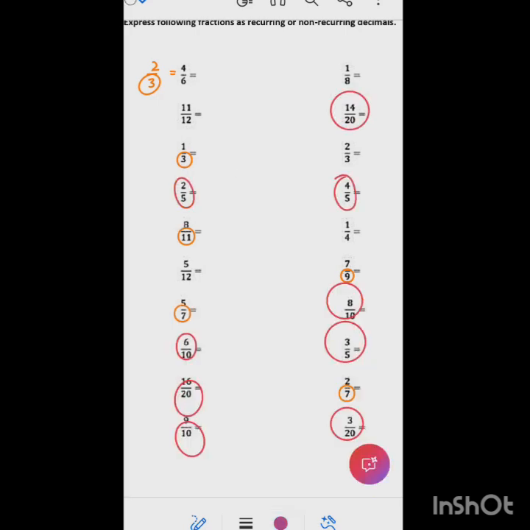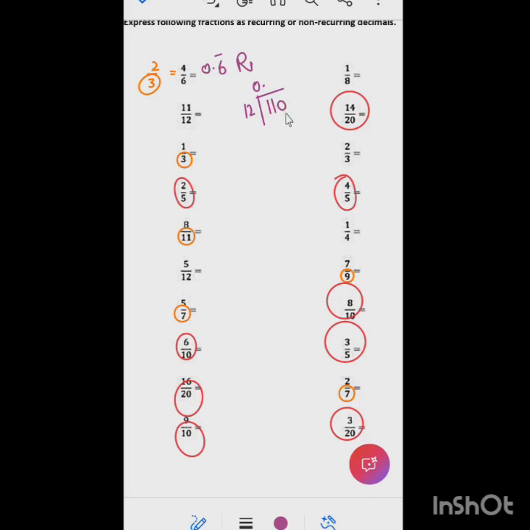So 2/3, we know it's 0.6 with the bar. Is it recurring or non-recurring? It's recurring. Okay. 11/12. We will put 11 inside and divide it by 12 outside. So 0.